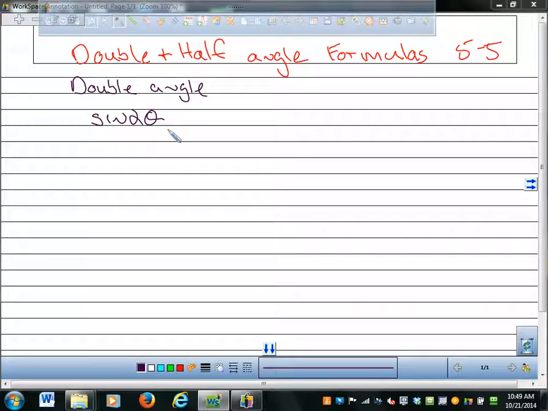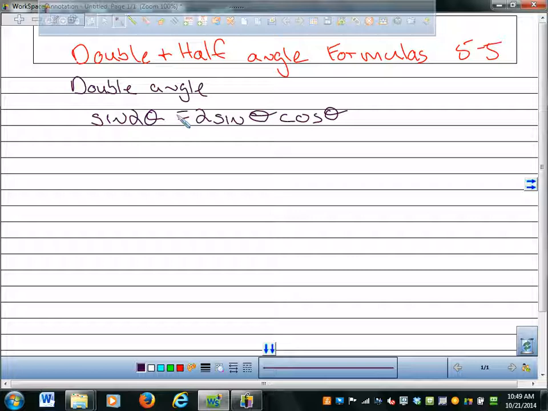Well, not if they're not appropriate. Okay? Sine of 2 theta equals 2 sine theta cosine theta. So this one you have to memorize: 2 sine theta cosine theta. Because we have seen this come up a lot. This is the most common double angle formula, and it comes up in calculus all the time.